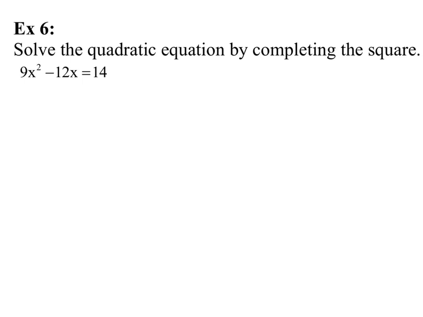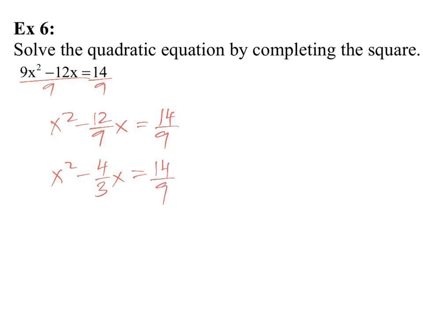Okay, I already have the constant on the right side. First thing I'm going to do is get the leading coefficient to be 1, so I divide by 9. I get x squared minus 12 over 9x is equal to 14 over 9. All right, now I have to complete the square, but before I do that, I'll simplify this a bit further. Okay, now I'll do it. All right, to complete the square, I need to take this value here, divide it by 2, and square it.